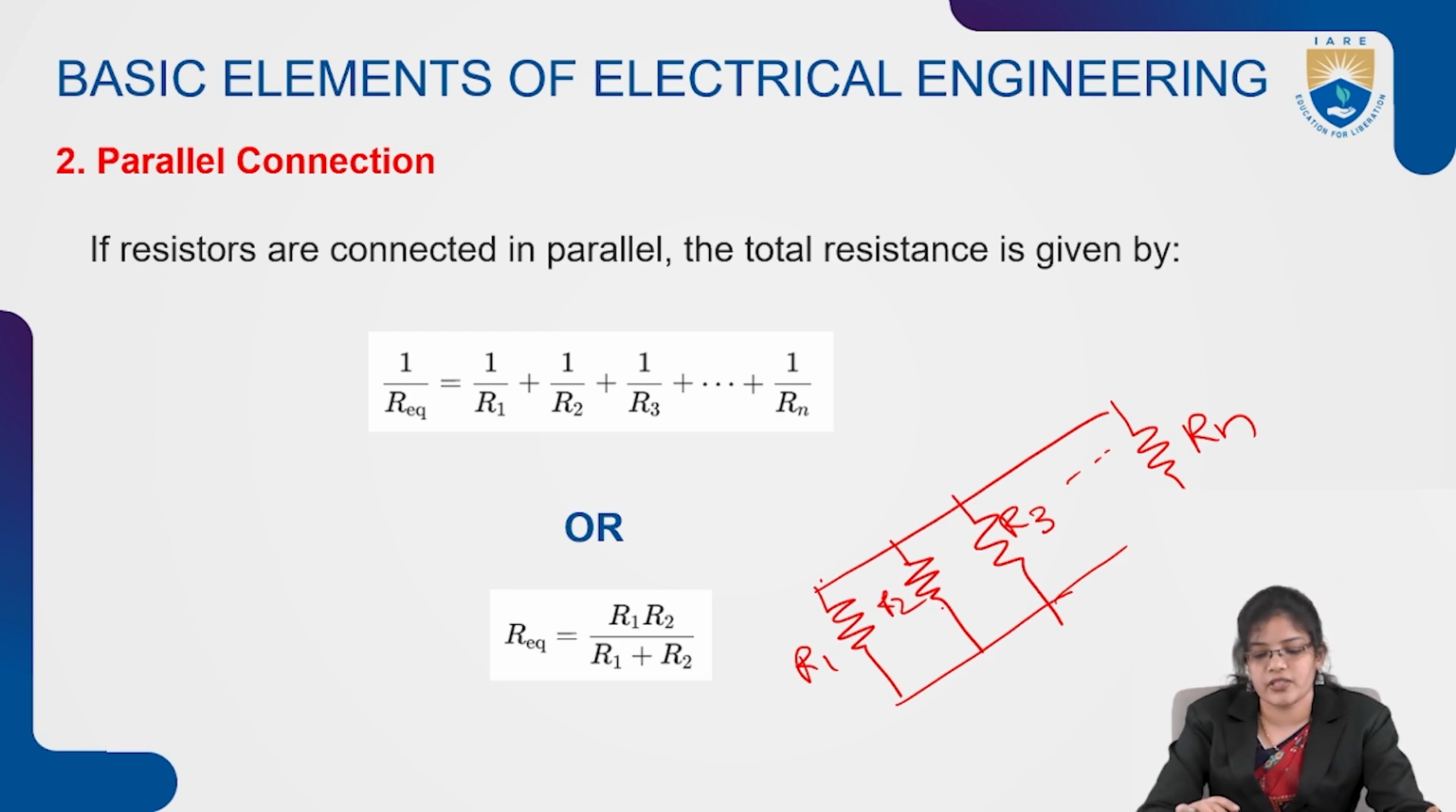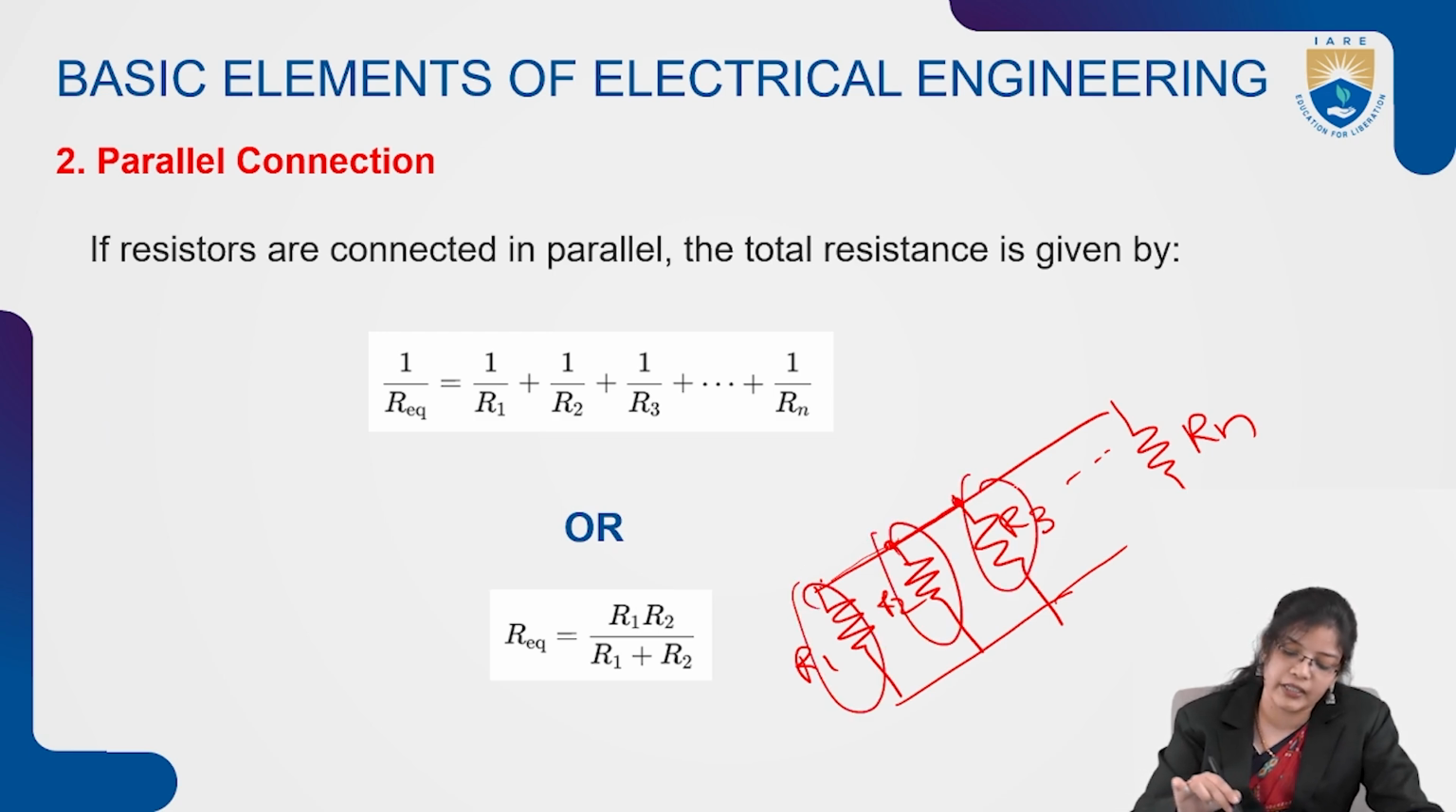Here, if we see, the input of the first resistance is connected to the input of the second resistance, and the input of the second resistance is connected to the input of the third resistance. That means these resistors are all connected in parallel.